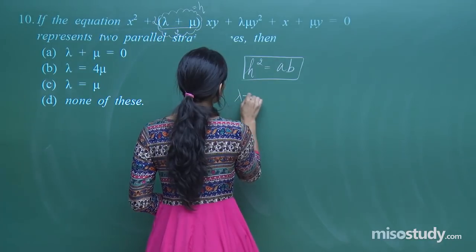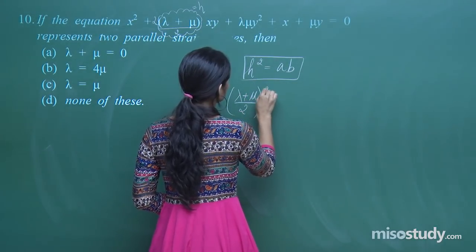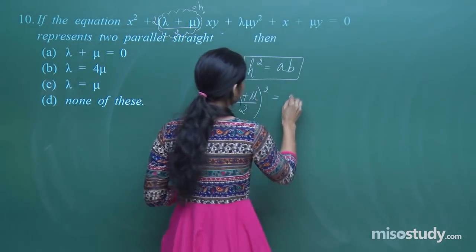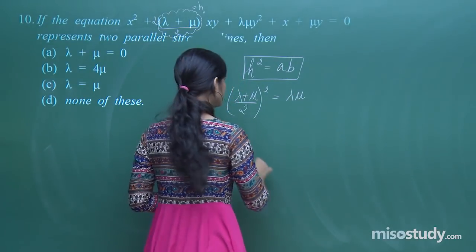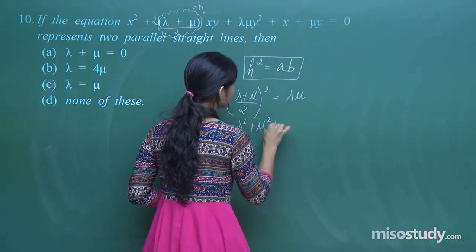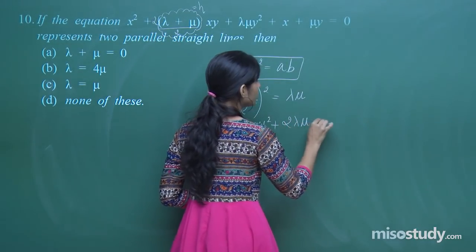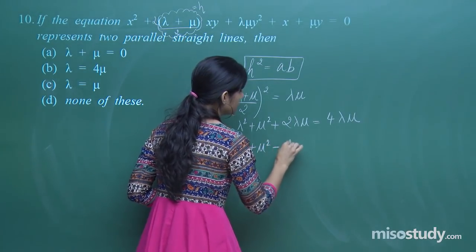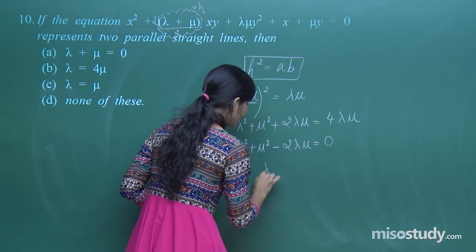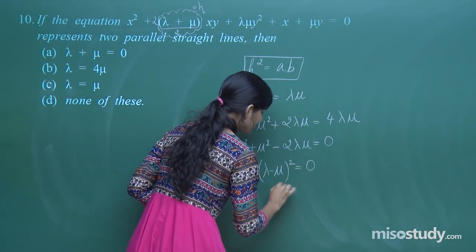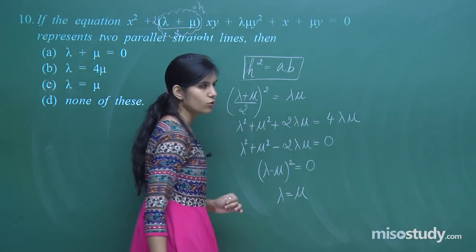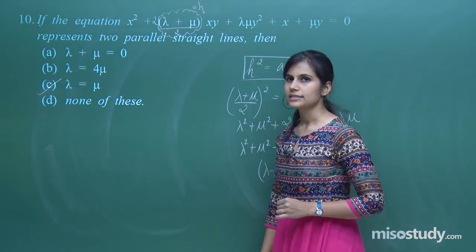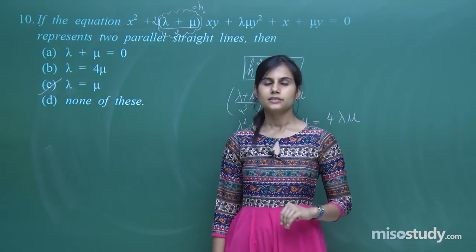So h square means lambda plus mu by 2 whole square equals a into b. You can see a is 1, b is lambda into mu, so a into b is lambda into mu. So you get lambda square plus mu square plus 2 lambda mu equals 4 lambda mu. When you bring it over here, you get lambda square plus mu square minus 2 lambda mu is 0. That means lambda minus mu whole square is 0, which means lambda minus mu is 0, or lambda equals mu. So the relationship between lambda and mu is this, and that completes my discussion over these questions. Please practice them very nicely. That's it from my side. Thank you.